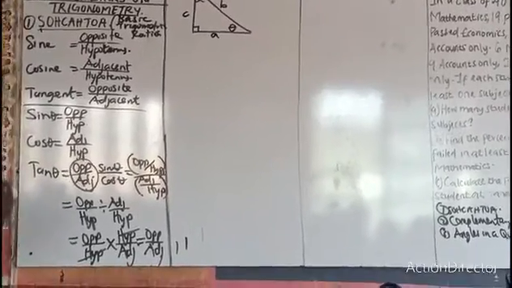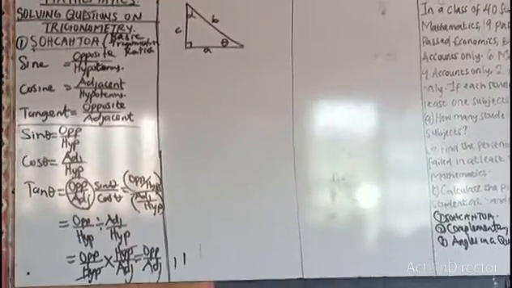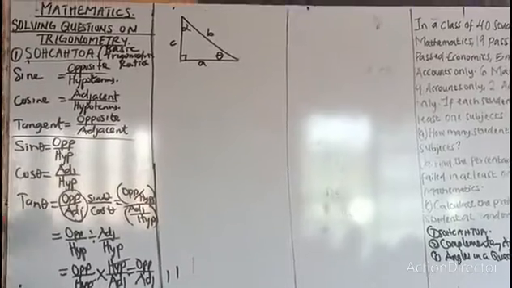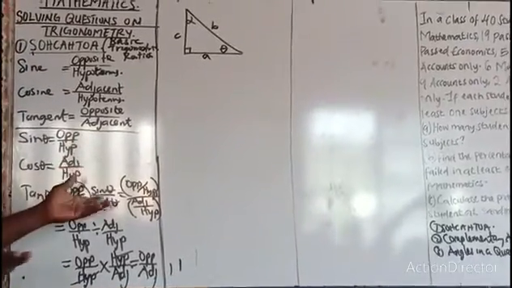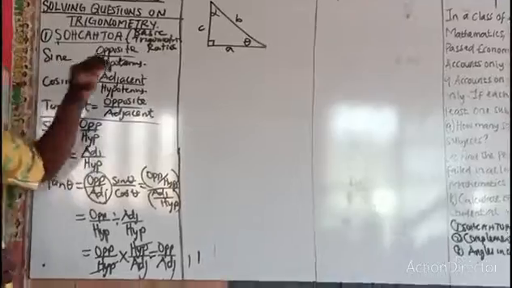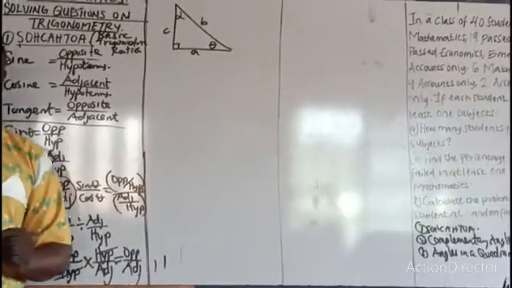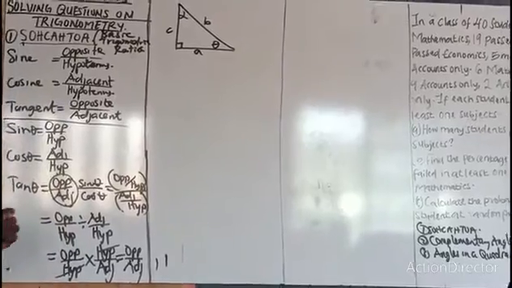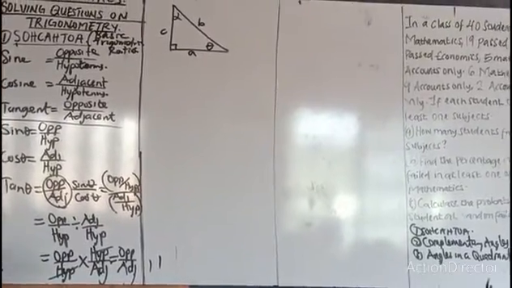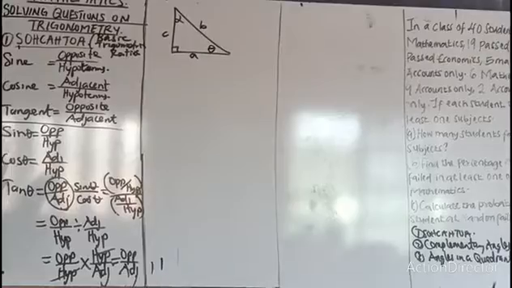What do we need to do? Simple. The first thing you look at is the hypotenuse. What exactly is the hypotenuse in the right angle triangle? Hypotenuse, of course, only occurs in right angle triangles. Now, hypotenuse is the longest side of the right angle triangle. Just as simple as that.